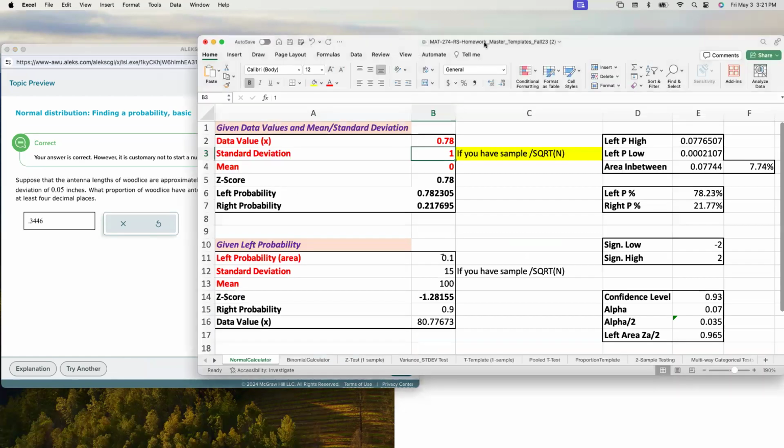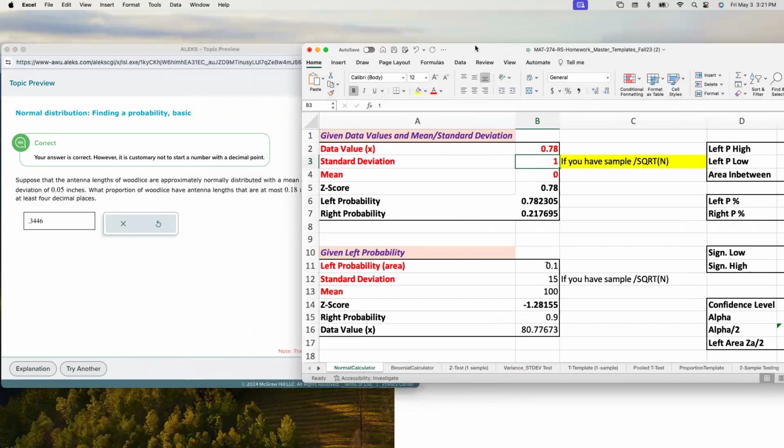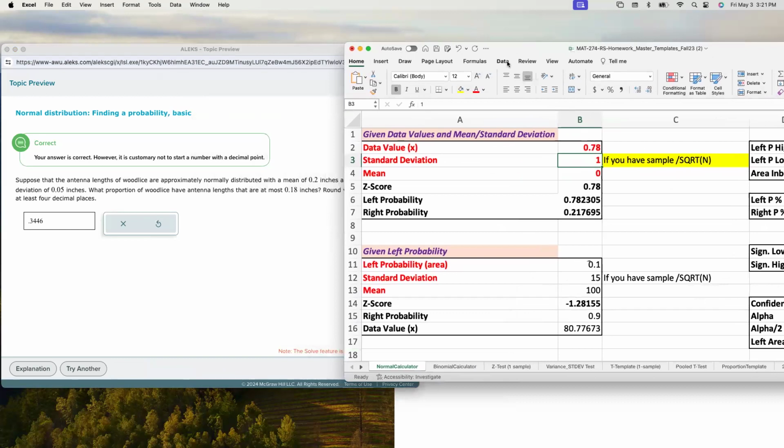However, if we wanted to, we could again put in those values of 0.2. So let me go ahead for the mean, the standard deviation of 0.05, and the data value we're interested in, which is 0.18. And so if I put all that stuff in, here's our 0.3446, okay, because that's the left probability.